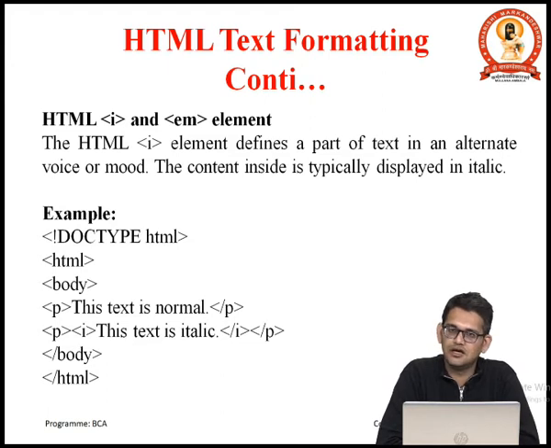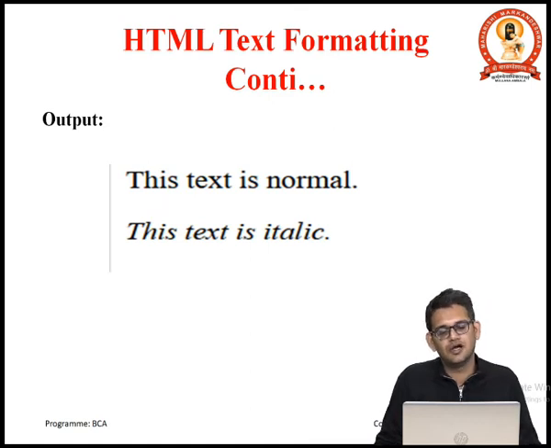Similarly, as all HTML pages start, we started with doctype HTML followed by the HTML tag, then the body tag, and then there is a normal paragraph written between the p tags, followed by another paragraph tag, and there is an I tag. The I tag is used to make the paragraph or line italic. So, let us see the output. This is the output: the first one is normal and the second text is italic. So, for making any text italic we can use the I tag.